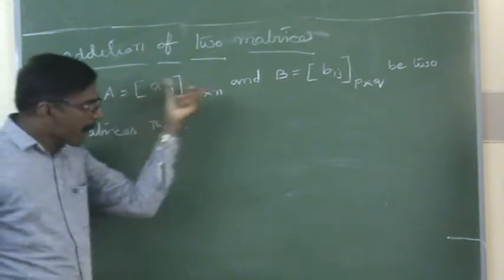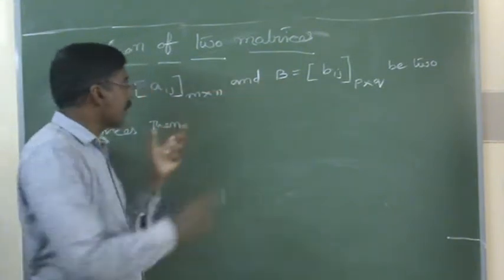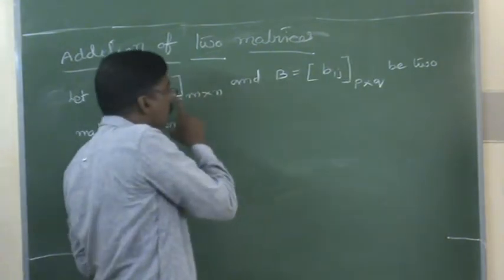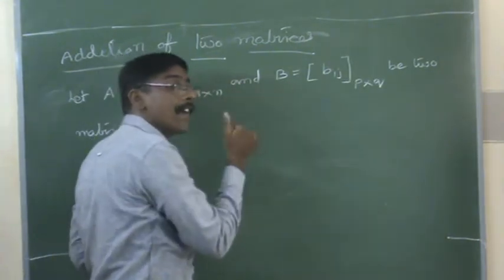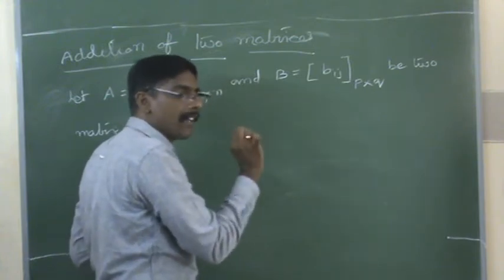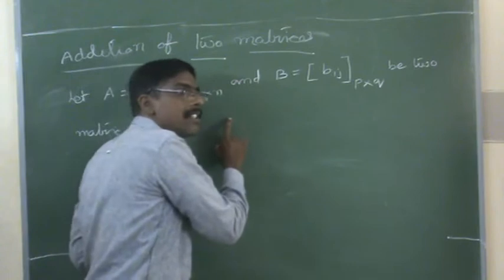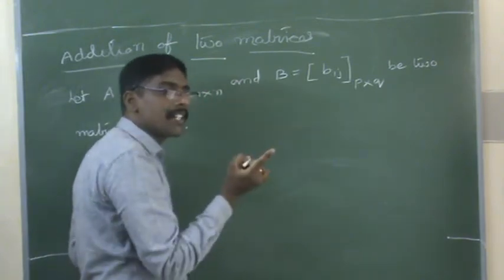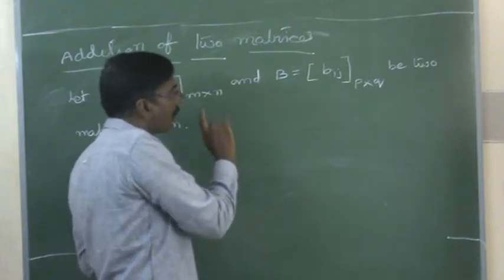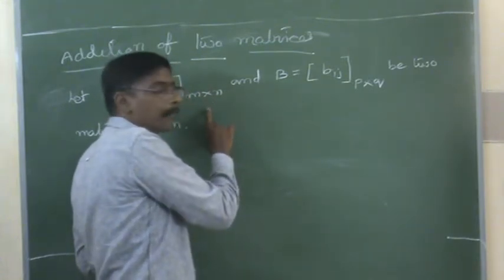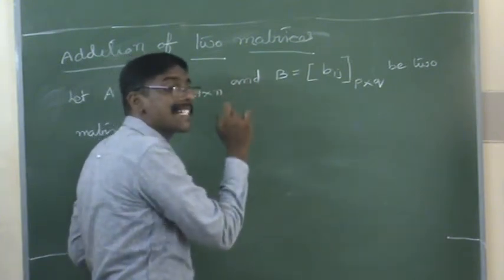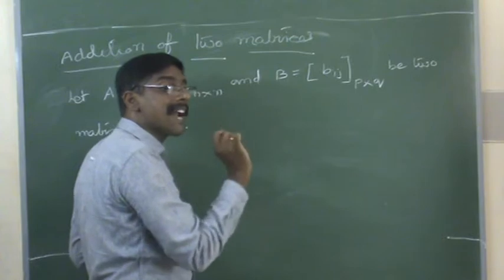For the addition of these two matrices, we write matrix A plus matrix B. When is it possible, that is, when does it satisfy the condition? Very, very important: the addition condition and the subtraction condition are both the same. First let us discuss the condition for A plus B to be defined.